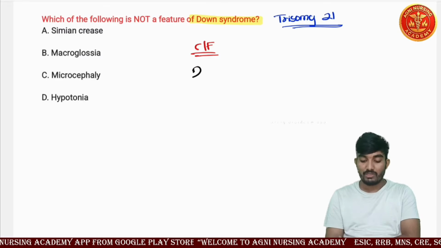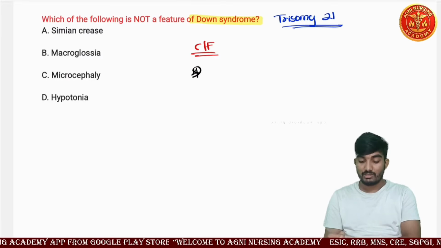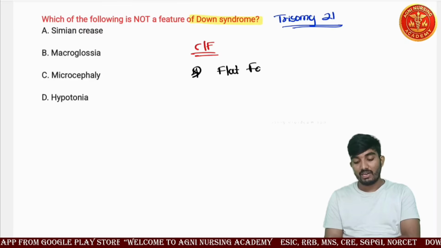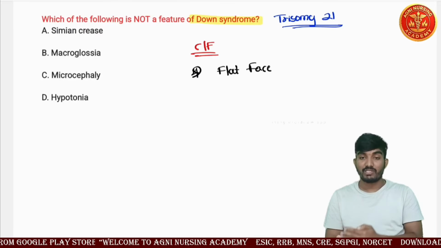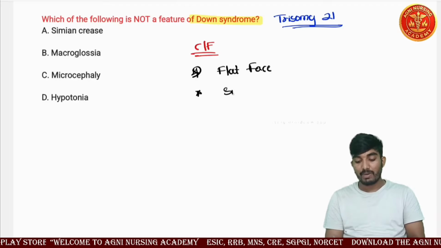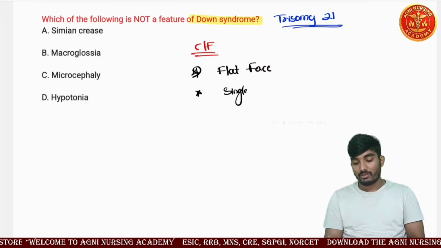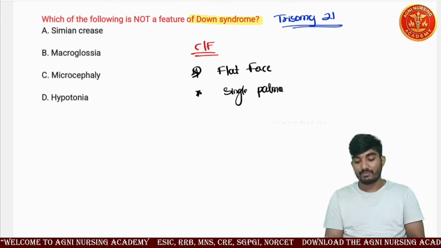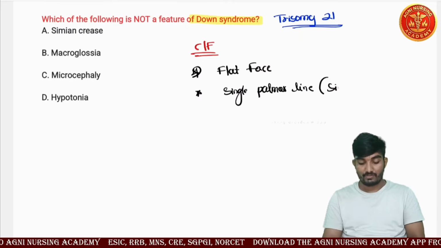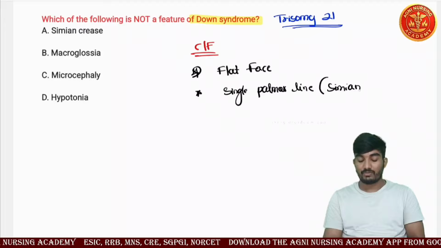We'll see one by one. The first feature is the flat face. In Down syndrome, the flat face will be present. And the second one is the single palmar line. That one is only the simian crease.